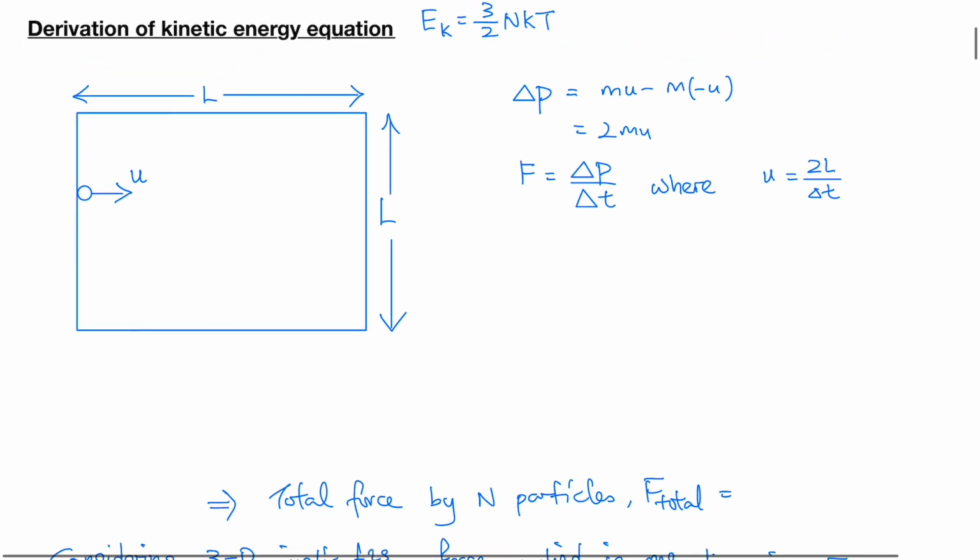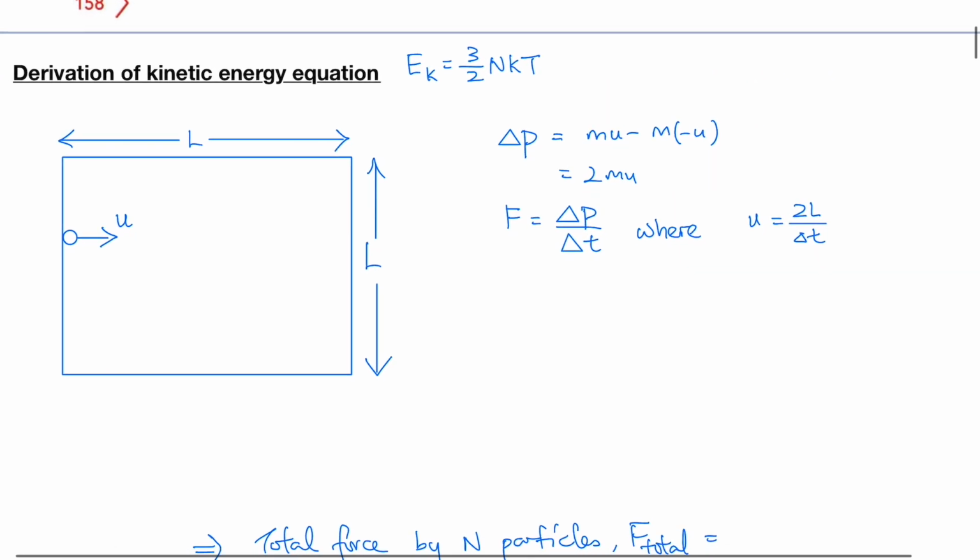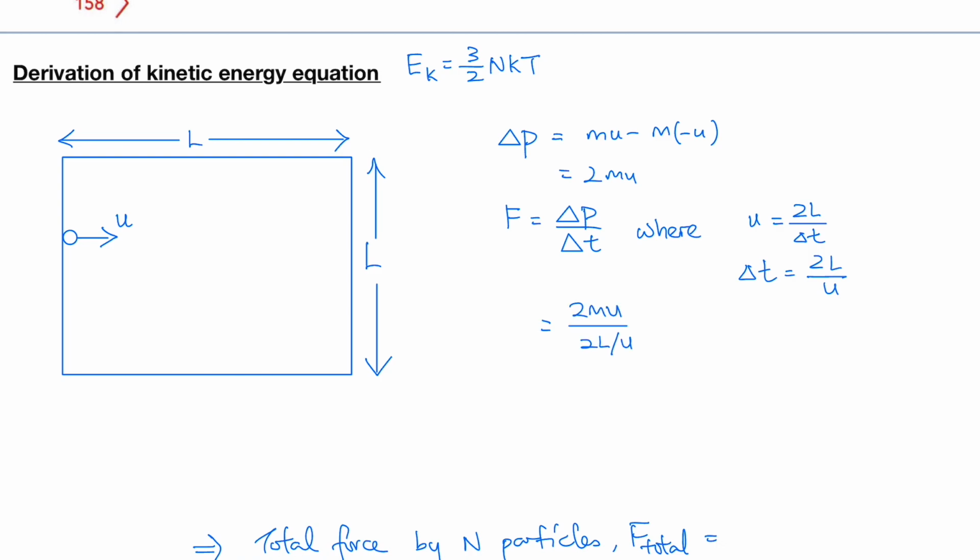So we have here the speed of the particle u, distance traveled is 2L, to and fro, and the time taken is delta t, and therefore delta t is equal to 2L over u. Substitute into the equation for force, we get 2mu over 2L over u. Rearranging, we get mu squared over L.